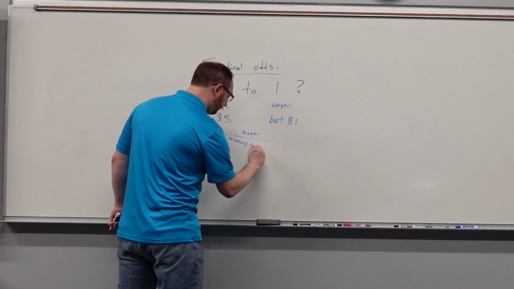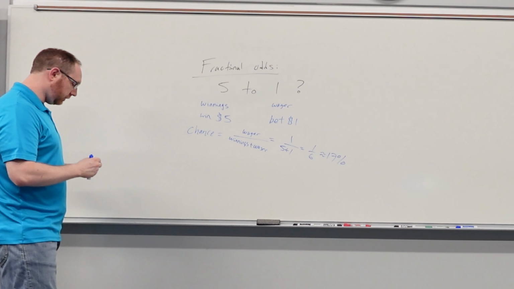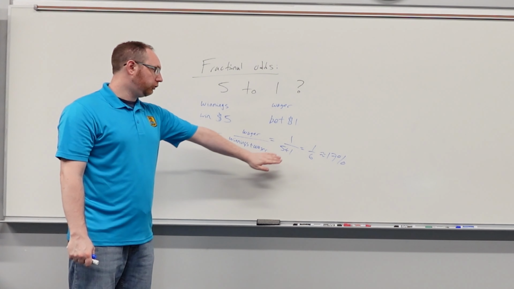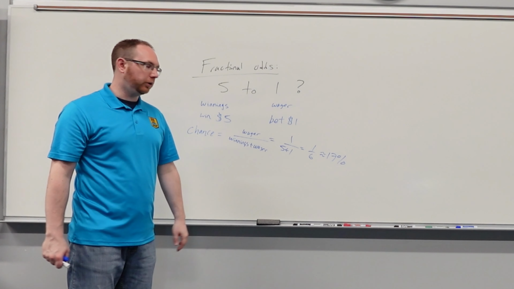But that's how fractional odds work. So it's winnings to wager, and if you want to figure out what the chances are, you take the wager over the winnings plus the wager, turn it into a fraction, and that will be what this turns out to be. So 1 divided by 6 is around 17%. But that's how fractional odds work. So if it was 8 to 3, you'd have to bet $3 to win $8.